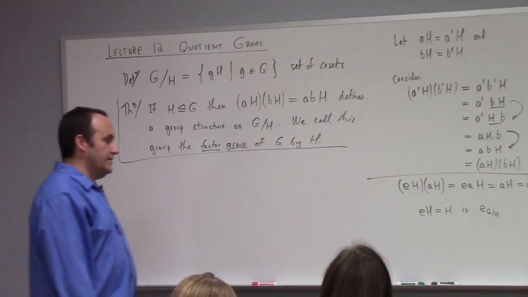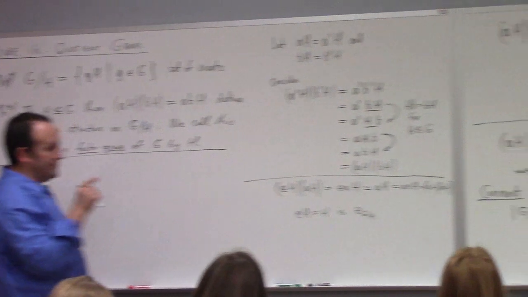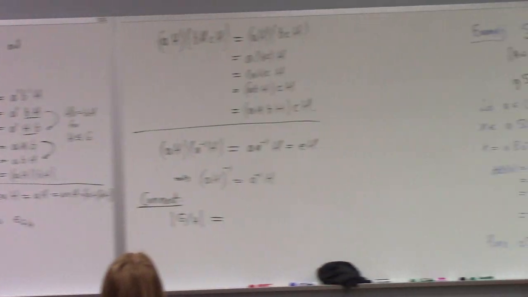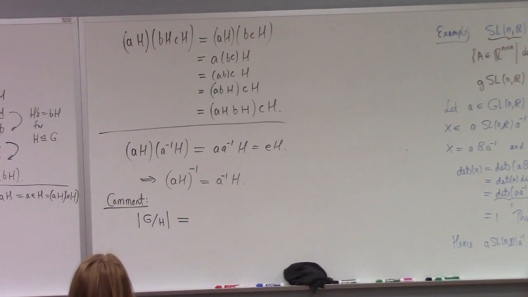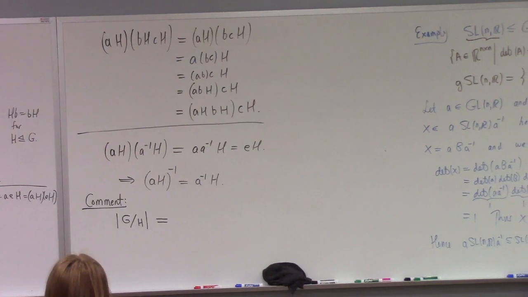Right? How big is the factor group? It is as big as the number of elements. How many elements are in the factor group? It is the set of cosets, right?